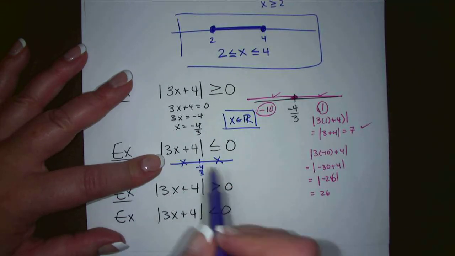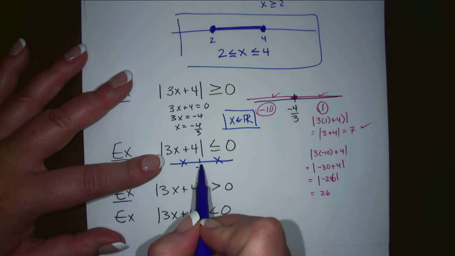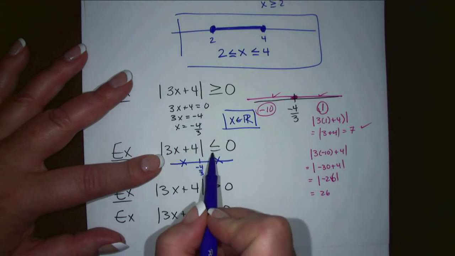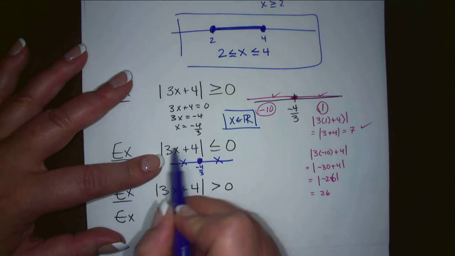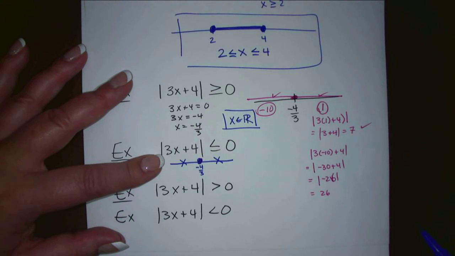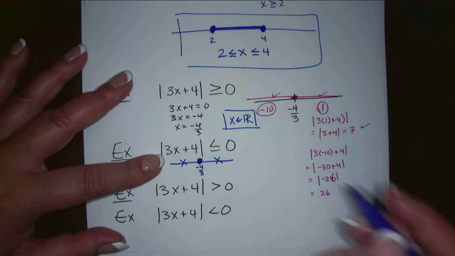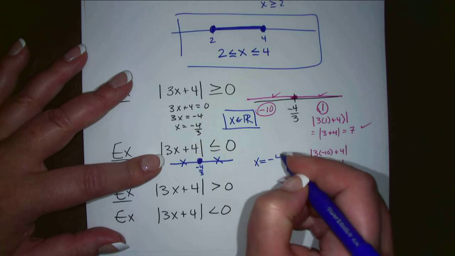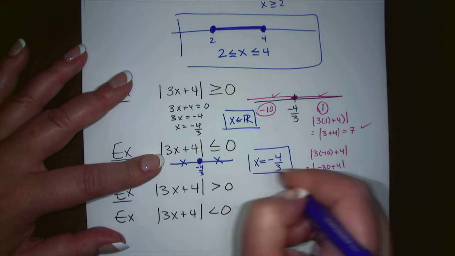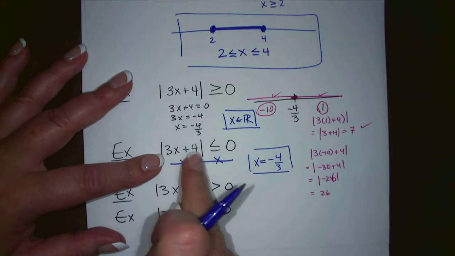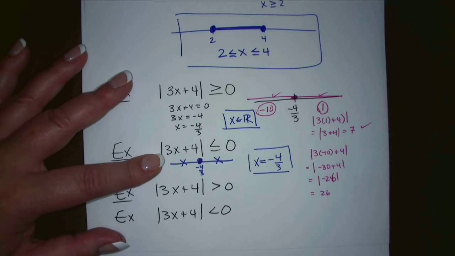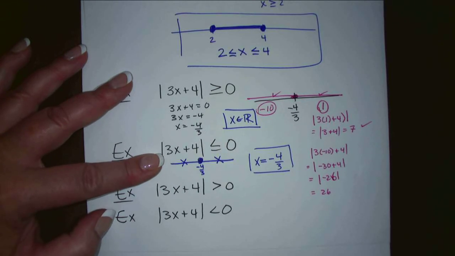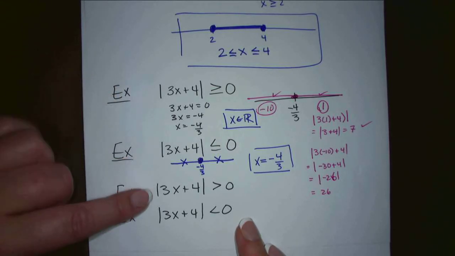Does the number itself work? Yes, because there's an equal sign. So what's the solution to this one? Yeah, x is equal to minus 4 over 3. That's the only solution. That's the only number that will work, and that's the one that makes it 0. You can't get an absolute value to be negative, so there's no more numbers that work. Just that one. Now what if I take the equals out?